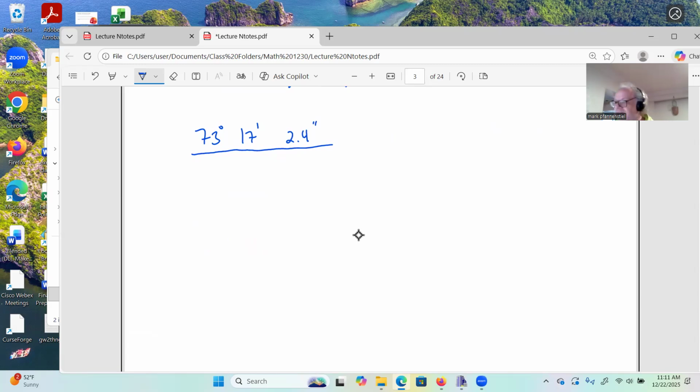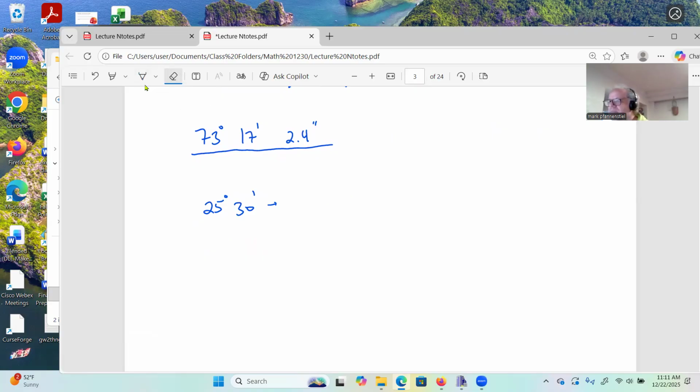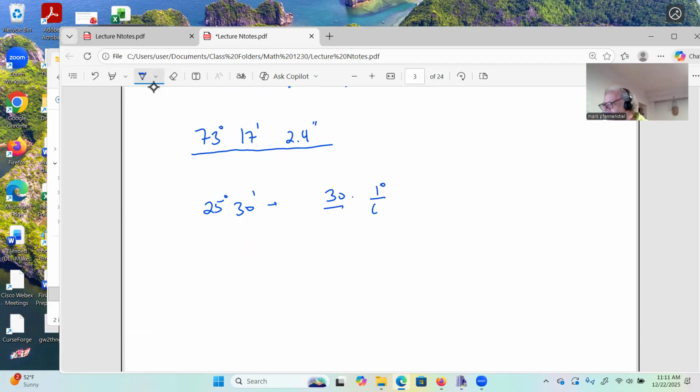Let's go the other way. So what if I have 25 degrees, 30 minutes? We're going to convert this to decimal degrees, just degrees. So again, let's go backwards this way. We're going to start with the 30 minutes. We have 30, and we're going to say this is times 1 degree per 60 minutes. And again, the minutes cancel. So we have 30 over 60. That's going to be 0.5 degrees. So this is going to be 25.5 degrees, right? And that's how we go through and do that.